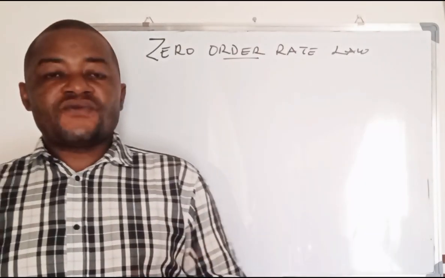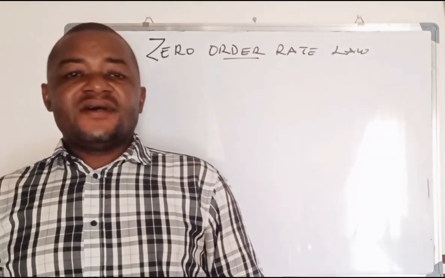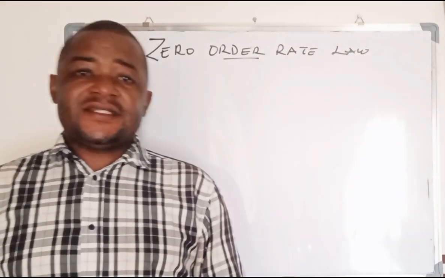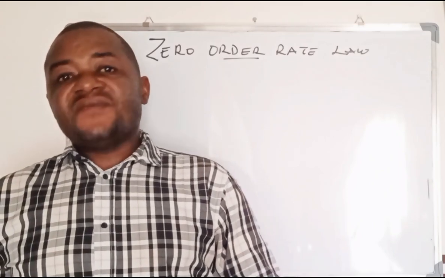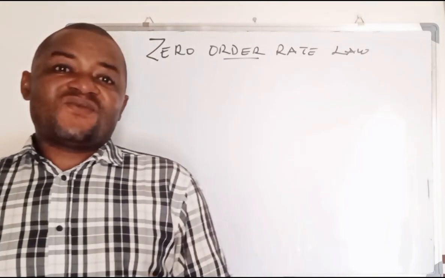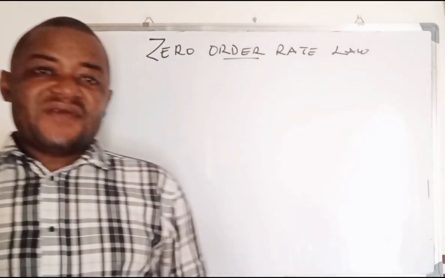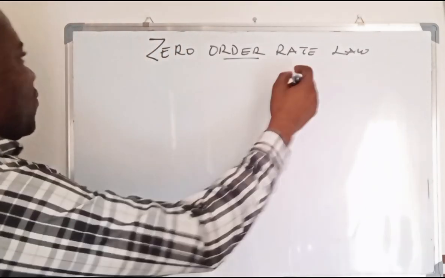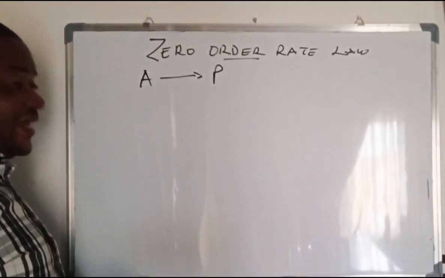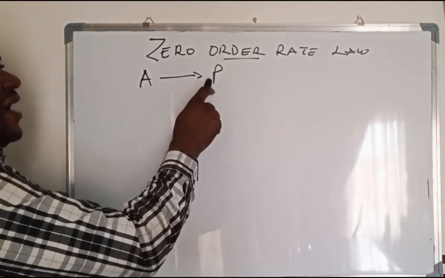We have very few reactions that exhibit zero order, but as far as such reactions exist, there is need for us to understand how we can derive the rate law and also see how we can possibly calculate the rate law from the graph. Now, let us see how we can derive the rate law. If we are given an equation A gives P, that means that this is of course our reactant and this is our product.